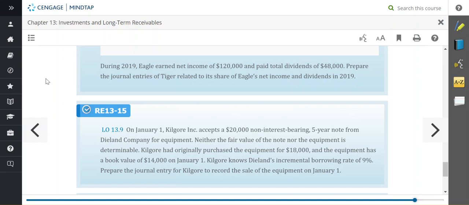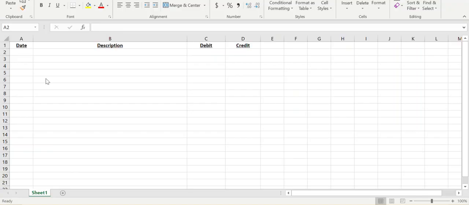In this example video, we're going to look at review exercise 13-15. It says on January 1st, Kilgore Inc. accepts a $20,000 non-interest-bearing 5-year note from Dylan Company for equipment. Neither the fair value of the note nor the equipment is determinable. They had originally purchased the equipment for $18,000, and it has a book value of $14,000 on January 1st. Kilgore knows that Dylan's incremental borrowing rate is 9%. So we need to prepare the journal entry to record the sale of the equipment on January 1st.